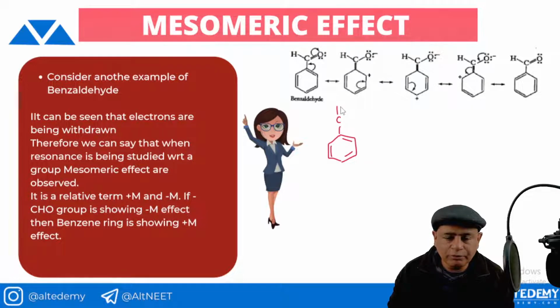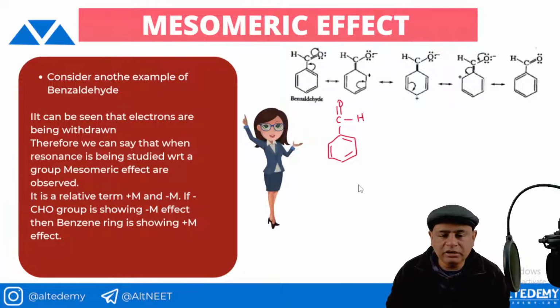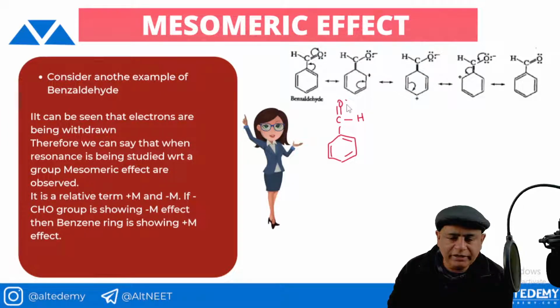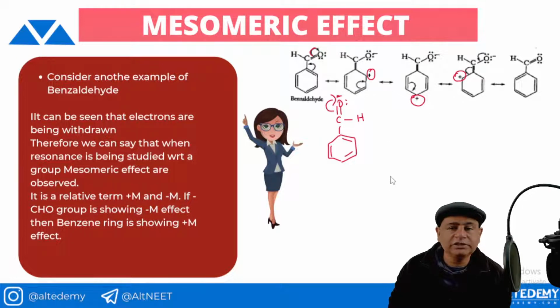C double bond O. No, I'm sorry, it's not a carboxylate ion. It's an aldehyde. Benzaldehyde is there. So again, what will happen? Oxygen has got a lone pair here. In this situation, we generally observe the electron moving from this place to this place, leading to a positive charge at the ortho position. Further resonating structure gives a positive charge at the para position. Again further moving, again at the ortho position, positive.